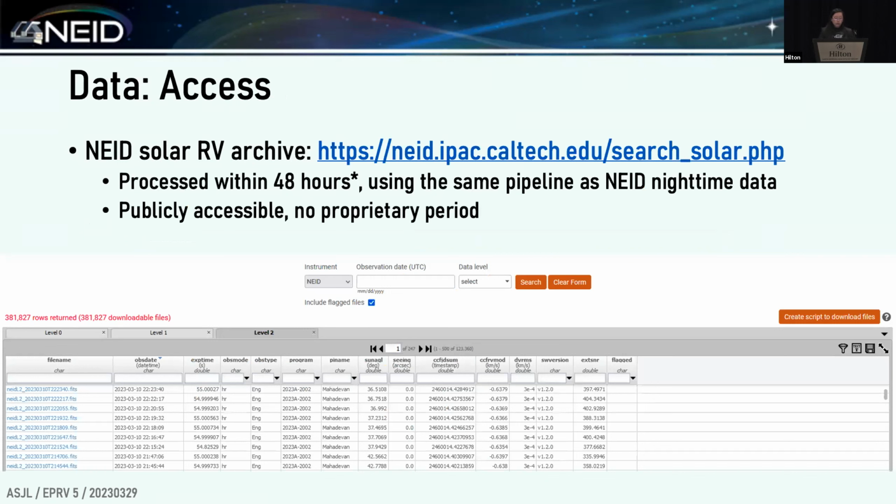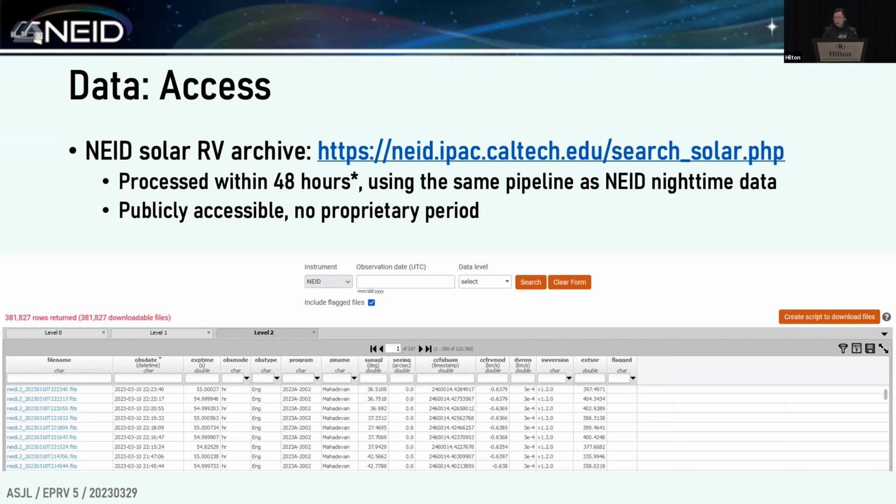And I would just like to note that all our data is public on the NEID Solar RV archive. It's processed within 48 hours, generally, using the same pipeline as the NEID nighttime data. It's the exact same pipeline. And this is publicly accessible with no proprietary period at all.